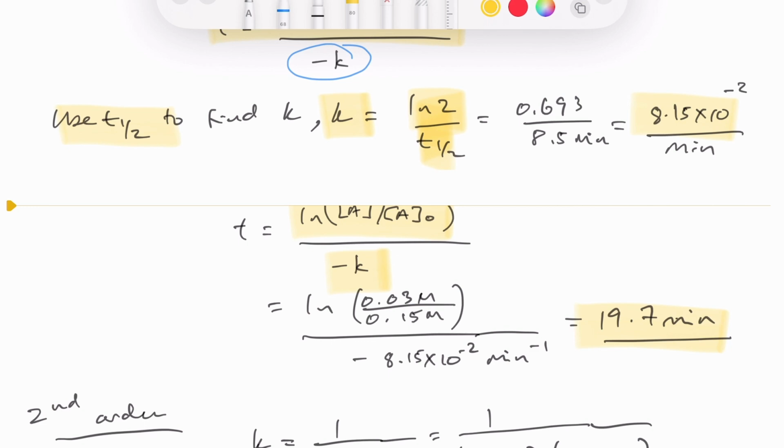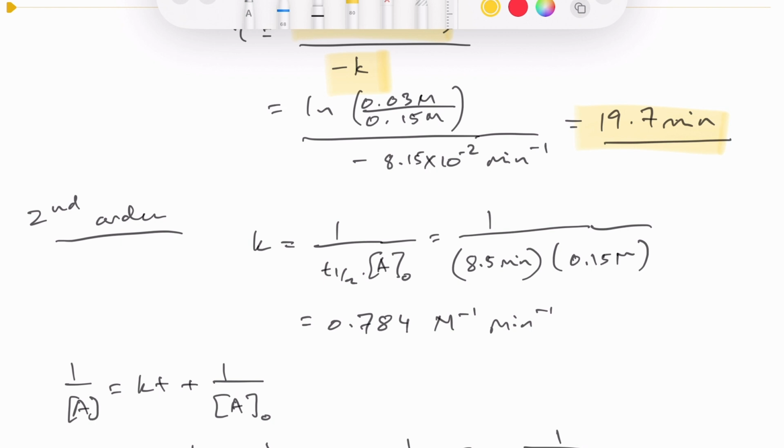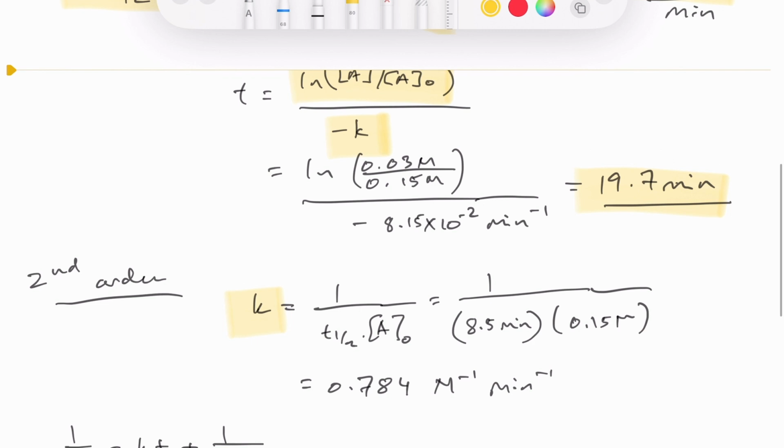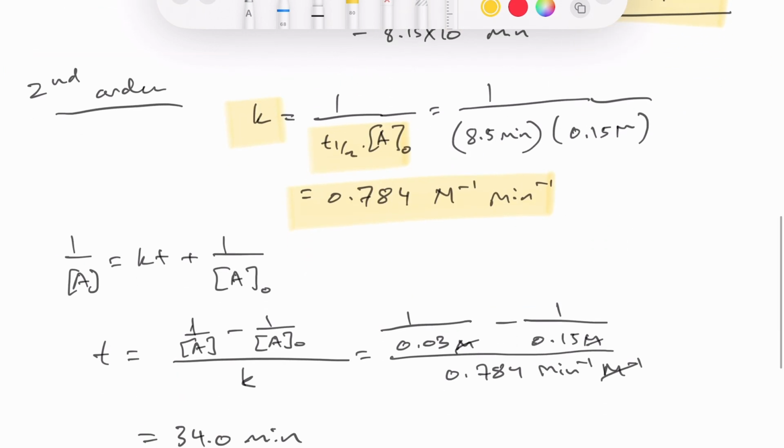Now all we need to do for the other question is to use the second order half-life. So here, going through the same steps, first we find the rate constant. I'm using the half-life equation for the second order and rearranging it to solve for the rate constant. I have values of both half-life and initial concentration, so that allows me to find the rate constant to be 0.784. Then I go to the second order integrated rate law, rearrange it to solve for time, and substitute all the numbers I have, including the rate constant that I just calculated. My final answer should be 34.0 minutes.